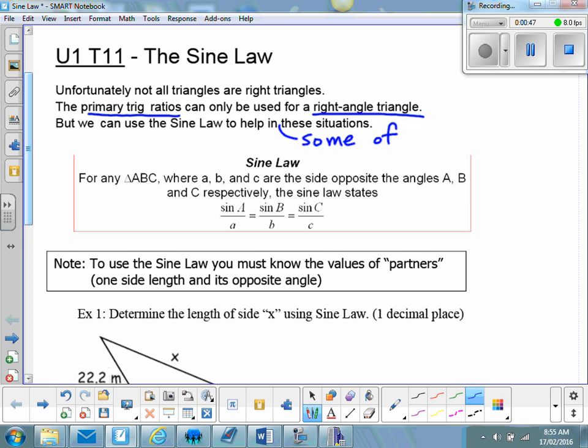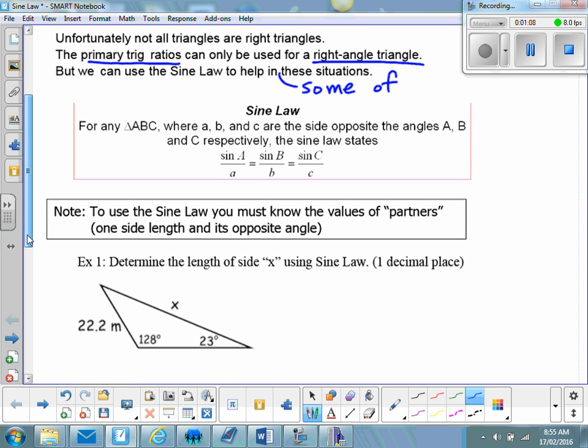So the sine law involves ratios. The work that we're going to do is going to seem like a lot of the work we've done with similar triangles in our ratios. I won't talk too much about the actual formula at this point. We'll look at some examples and you'll see how it works.